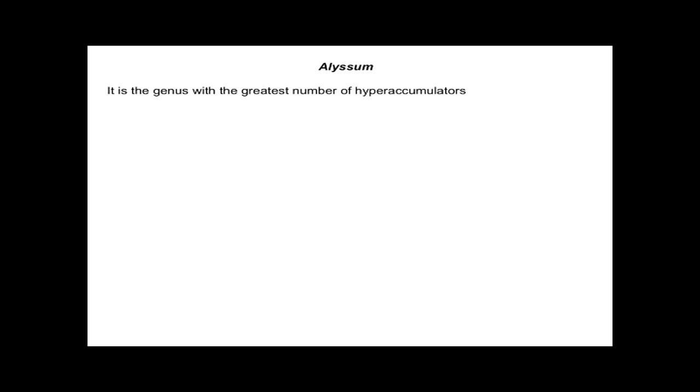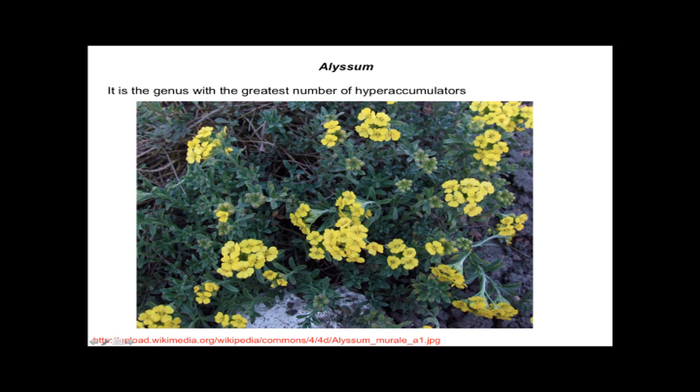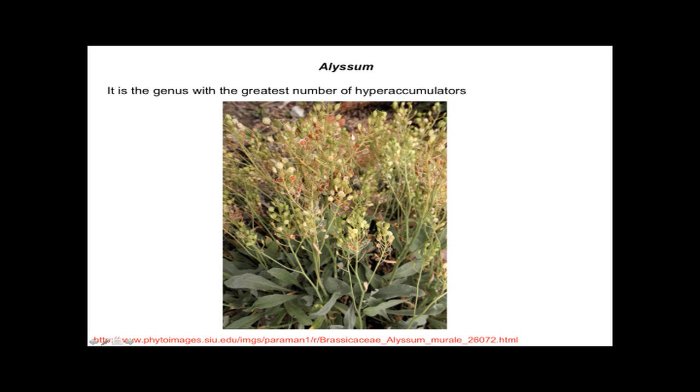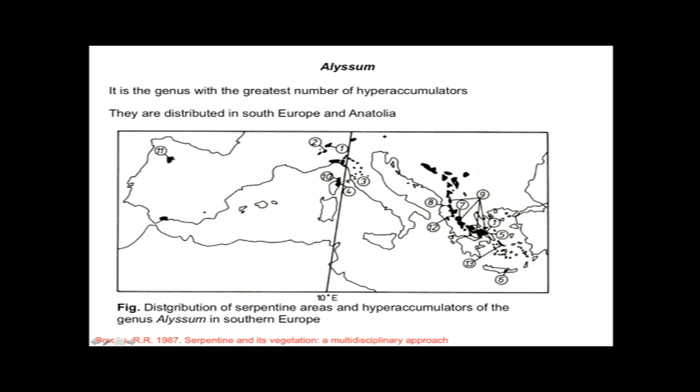The genus with the highest number of nickel hyperaccumulators is the genus Alyssum. This is the Alyssum genus, and this is Alyssum murale. This is a member of the Brassicaceae family. And here we see Alyssum murale with the characteristic siliquas of the Brassicaceae family. This is the distribution of Alyssum, which exists in South Europe and Anatolia.